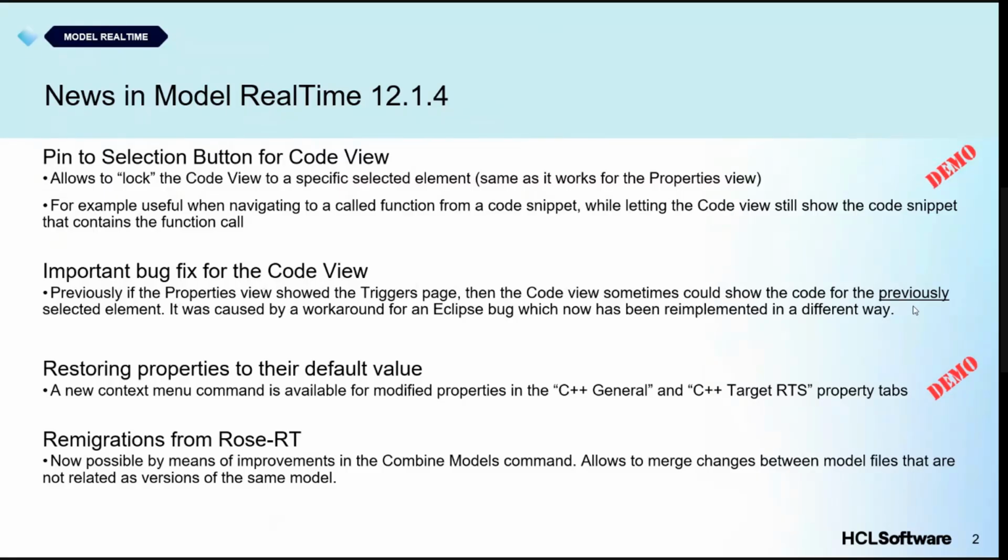Some of you may know about a command called combine models. So it's an alternative to compare merge, which allows you to do comparing and merging models that are not versions of the same models, but are actually copies of a model. And one scenario where that command is useful is if you are continuously migrating some model from Rose RealTime, because after every such migration, all elements will get unique IDs, meaning that you actually get a new model. So in that scenario, the traditional compare merge will not work, and instead you can use the combine models command.